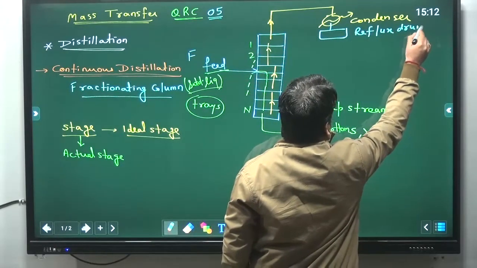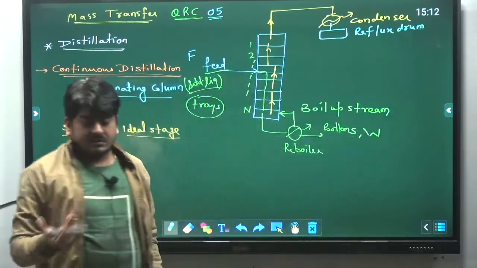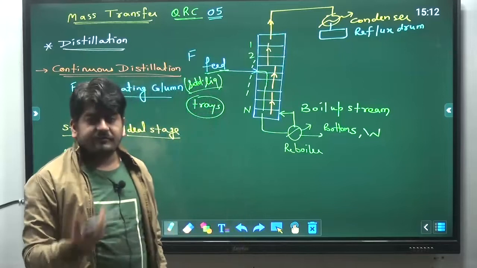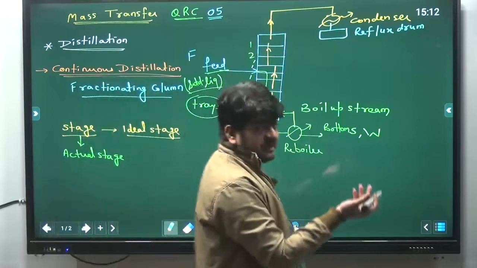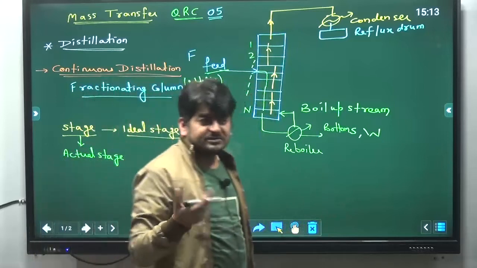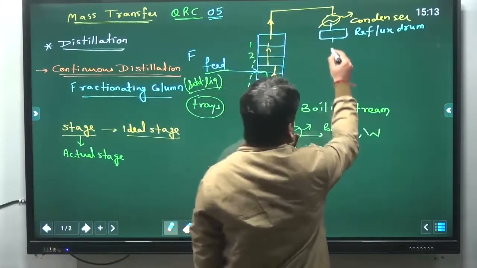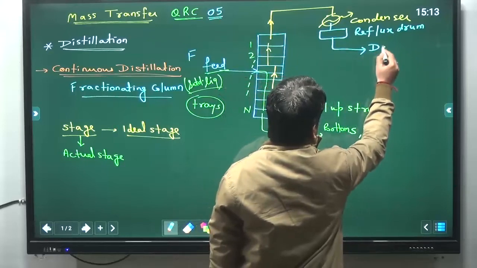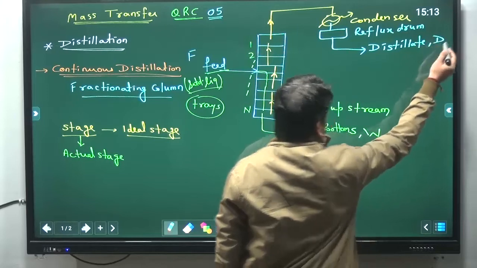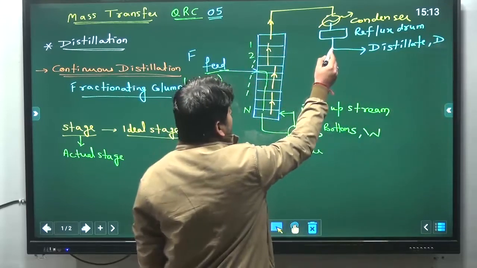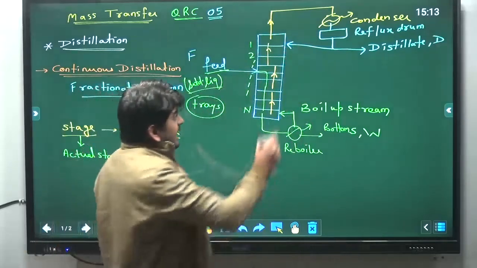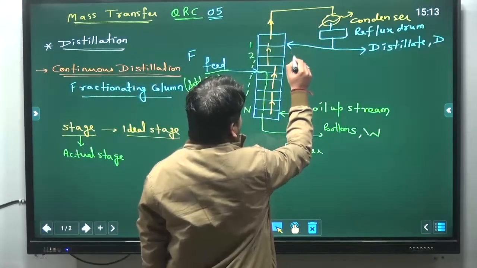So now you have the option to withdraw this condensate, the product, as per your convenience, how much product you want to withdraw. So some of the product we withdraw as a distillate, let's say D amount, and the remaining liquid we send back to the column at the top of the first plate, and that is called the reflux stream.